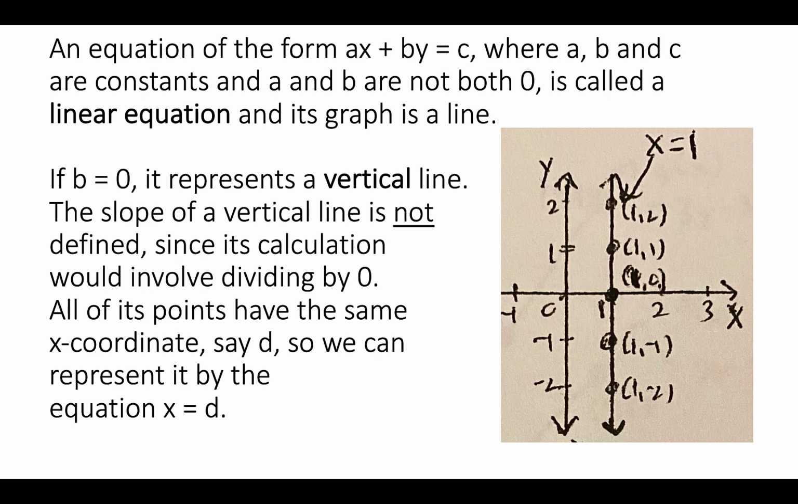If the constant b equals 0, the equation represents a vertical line. The slope of a vertical line is not defined since its calculation would involve dividing by 0. There is 0 change in x from point to point. All of its points have the same x-coordinate, say d, so we can represent it by the equation x equals d. In the diagram, all of the points in that line have an x-coordinate of 1, so the equation of that line is x equals 1.